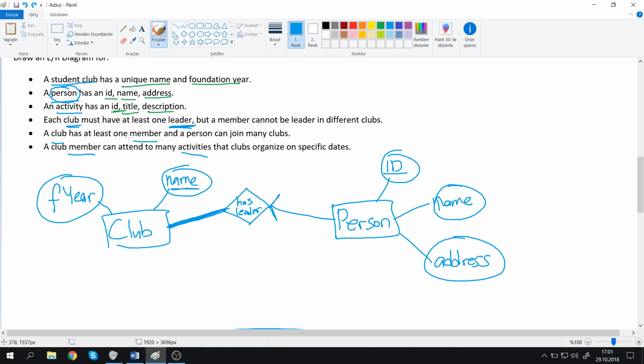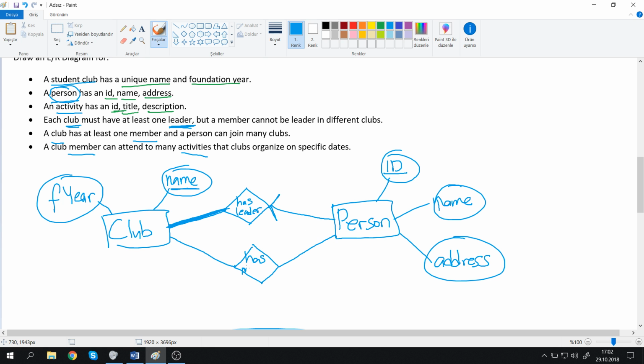A club has at least one member, and a person can join many clubs. So when we use the roles and entity names interchangeably, we should think about them. We should not confuse them. Some people created entities for persons and also for members and leaders in this quiz question. We should not do that. Person is our entity, and a person could have different roles in different relations. And in here we have a club has at least one member, so there is a different relation between club and person.